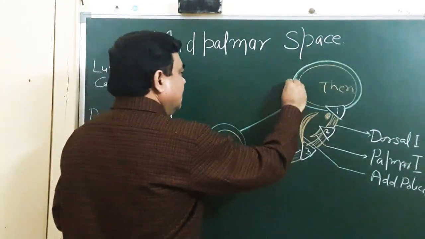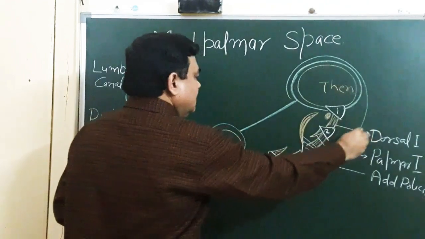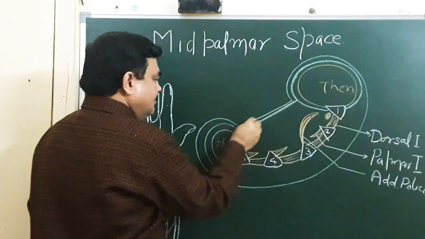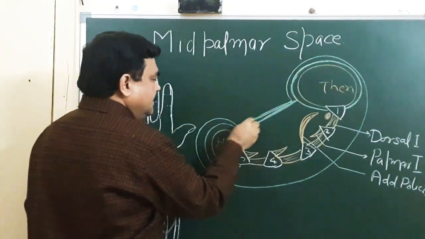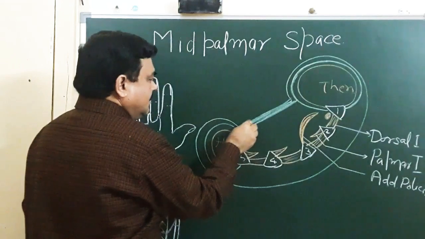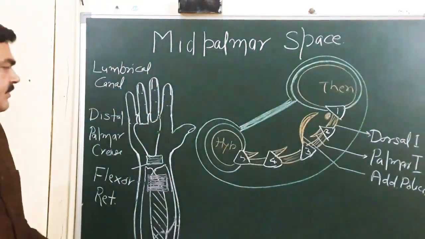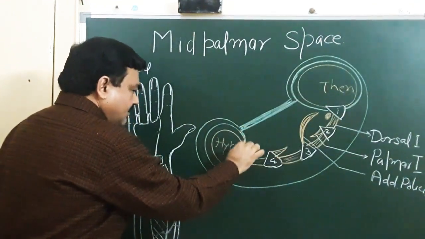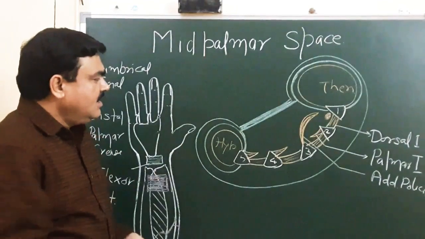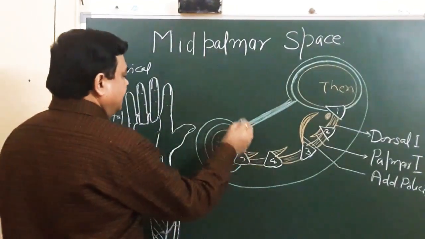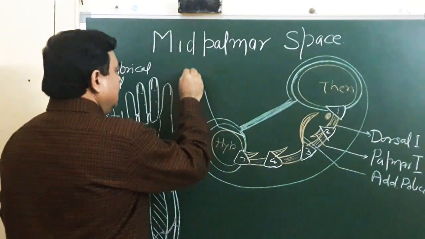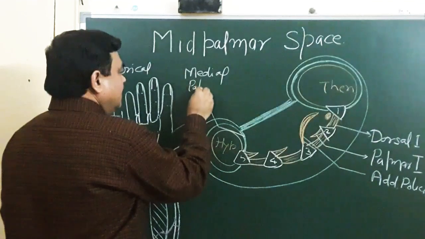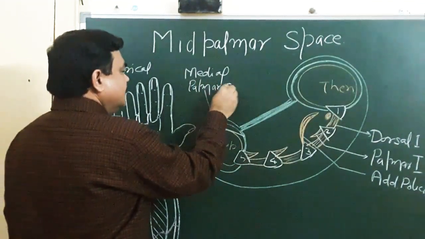There is skin, and this is the palmar aponeurosis. From here to here, this is the medial palmar septum.